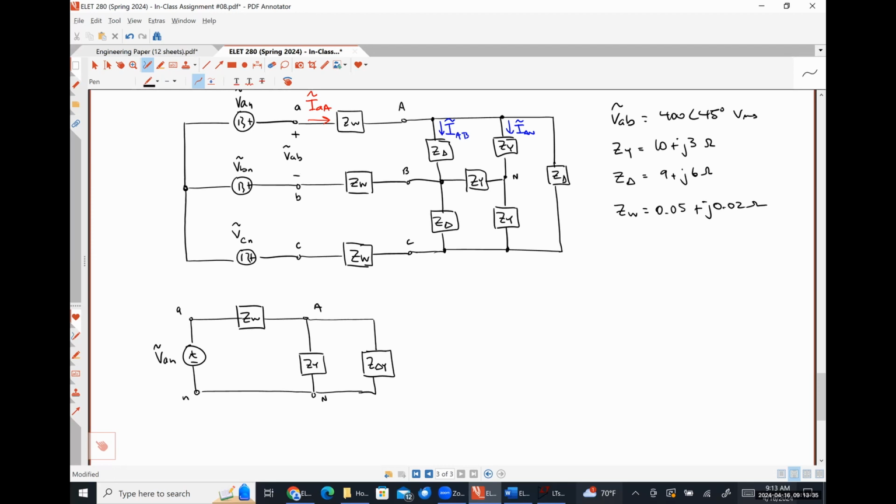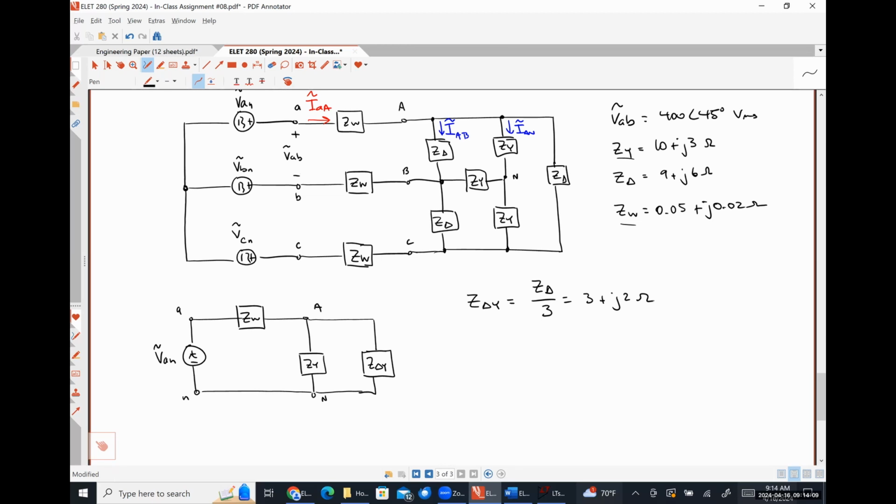Okay. So we know what ZW is. We know what ZY is. So let's figure out what Z delta Y is really quickly. How am I going to do that? Yep, just Z delta over 3. 9 over 3 is 3, and 6 over 3 is 2. So just 3 plus j2 ohms. Nothing particularly difficult about that, right?